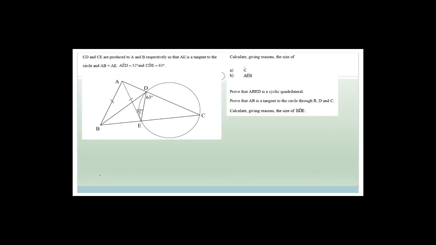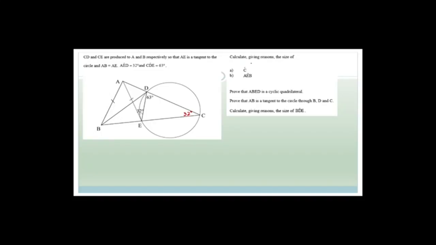Okay, so I think we're finally onto circle geometry. Let's have a look. It says CD and CE are produced to A and B respectively, so that AE is a tangent to the circle, and AB and AE are equal. AED is 32 degrees, which means that as far as I'm concerned, that immediately is 32 degrees. Just hate it when it does that. That is 32 degrees. And they tell you that CDE is 63 degrees. So do you agree that this is obviously 32 degrees because of the tan chord theorem? There's a tangent, there's a chord subtended.